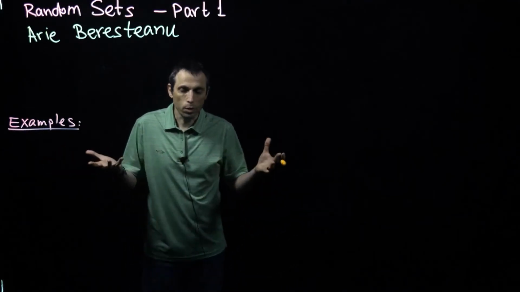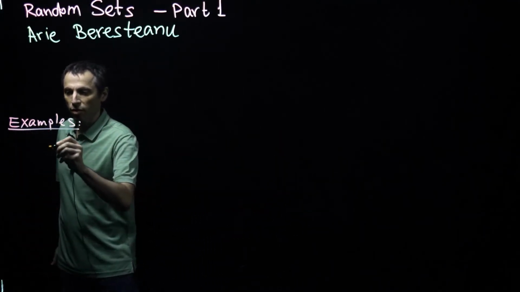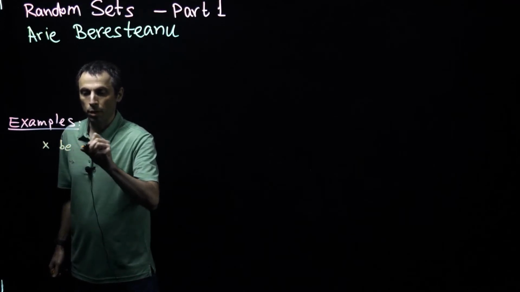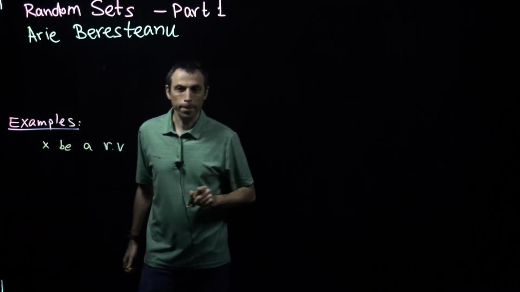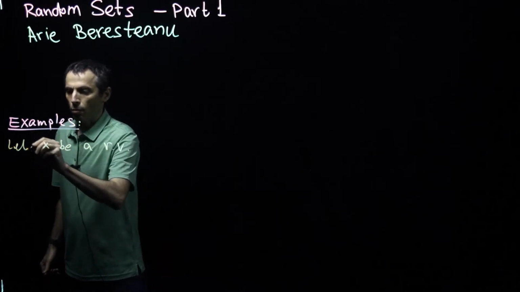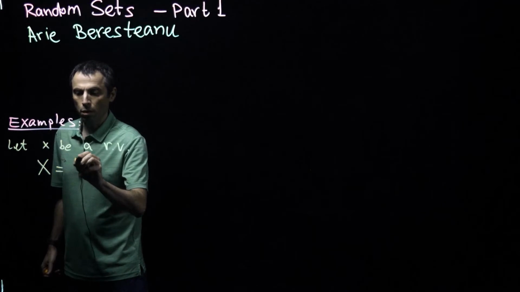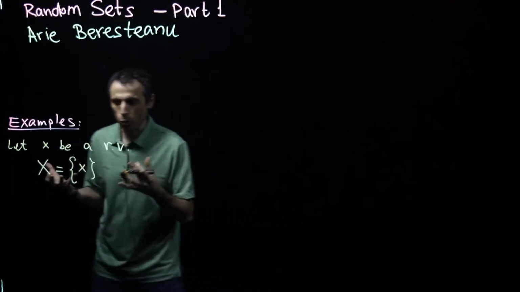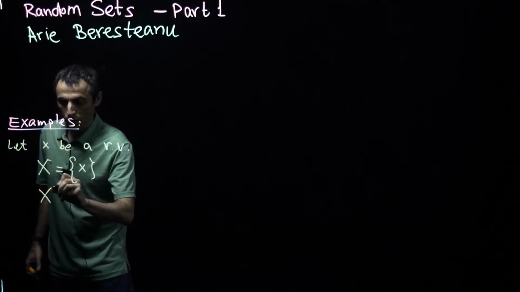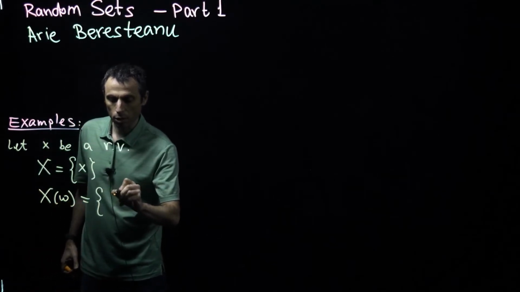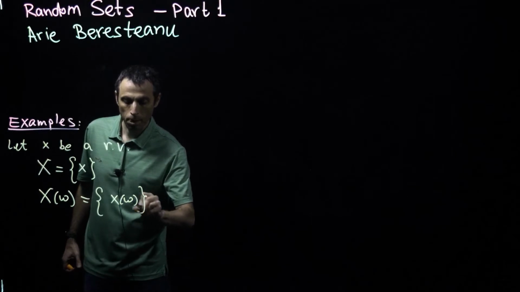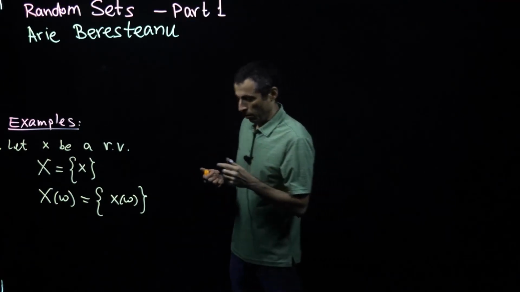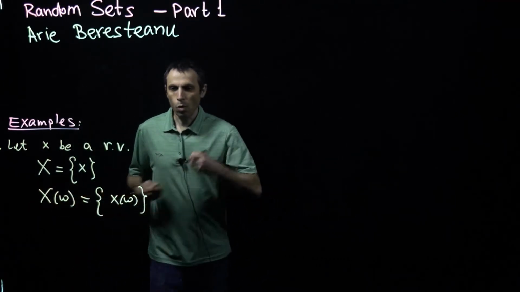The first one, which is almost an obligatory example, is that let's say we have x, lowercase x, to be a regular or pointwise random variable, and then define capital X to be just this small x, I just put curly brackets. What it means is that X of omega is equal to the set that includes the point x of omega. So that will be a random set. That's a very easy example.